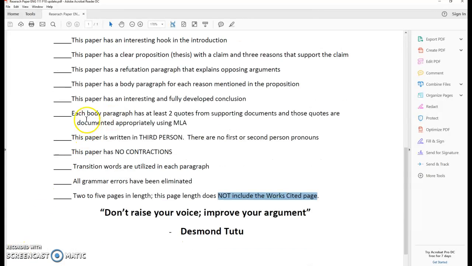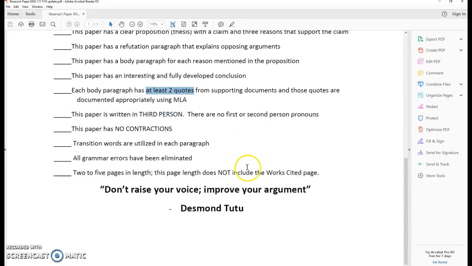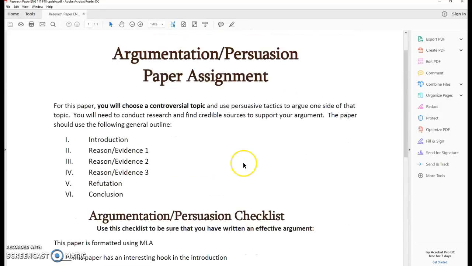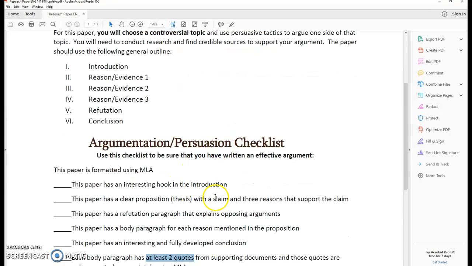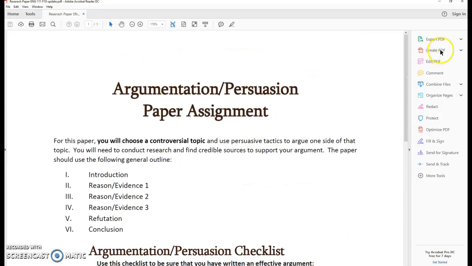Alright, I'm back. Okay, so each body paragraph has to have at least 2 quotes from supporting documents. So basically you need to have at least 3 sources. It doesn't clearly state how many sources are on here, which is a little strange. But we'll go with 3 sources, unless I can find something different. Anyway, that's what we'll go with.